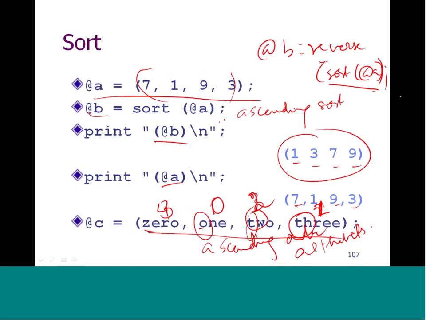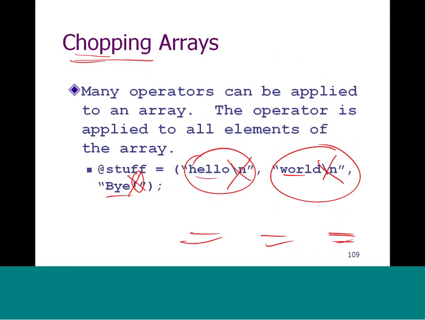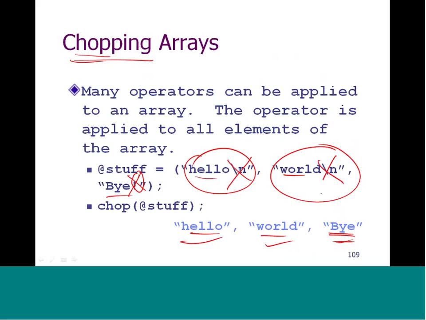Then any string arrays can be sorted, and since the sort function is based on the alphabet, the string arrays will also be sorted in alphabetical order, as in this case it will be 1 3 2 0, that will be the final number. So when you sort numbers with multiple lengths, you have to take care, because it will still sort based on the first number, so you won't get the desired effect. Then we looked at chopping the array. When you use chop as an operator, it is applied to all the elements of the array. So when you do the chop of at stuff, every element gets its last character chopped. For hello and world it is just a new line that gets thrown away, whereas in the other one the exclamation mark also goes.